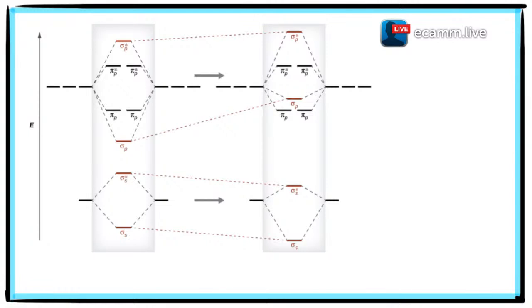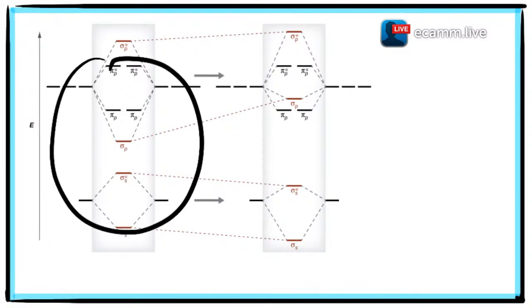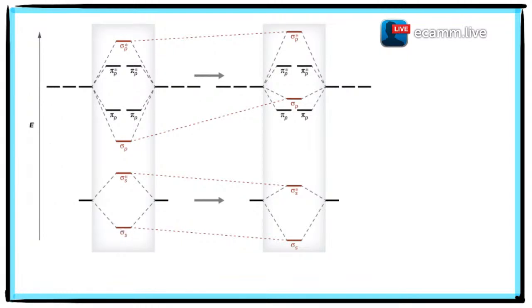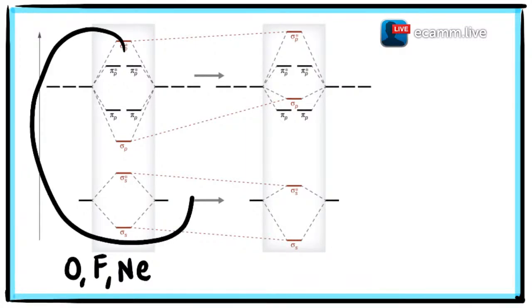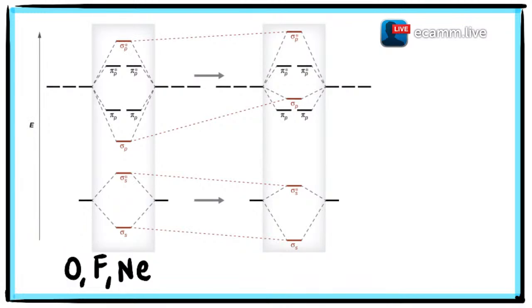So for the left side, aka the drawing on this one right here, let me just circle it. So the drawing on this side is basically going to be, if you have oxygen as your element that they're talking about, fluorine and neon. Okay, so you're going to have to draw this molecular orbital diagram if they're talking about O2 or F2, or if they're talking about neon for some reason. I don't know why they would talk about neon, but basically if they give you O2 or F2, you're drawing this.